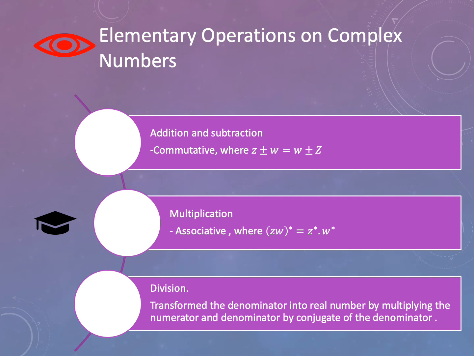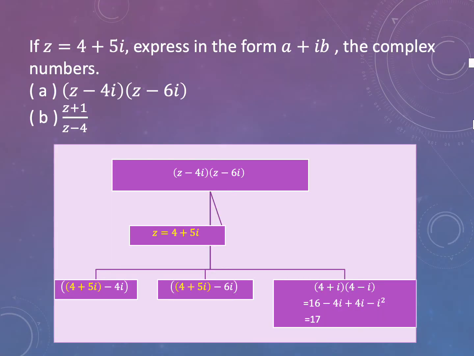Division. To divide two complex numbers, we just multiply the denominator and numerator by the complex conjugate, expand and simplify, and finally we have the answer in the standard form. Question and solution of elementary operations on complex numbers.